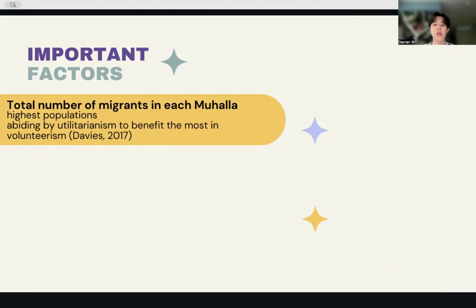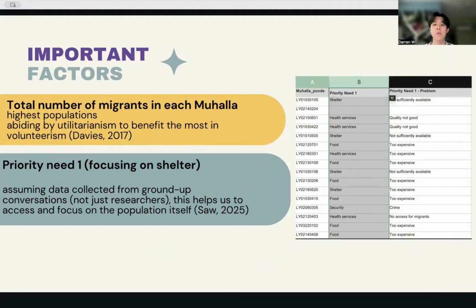First, we accounted for the total number of migrants in each muhalla, where the highest populations are focused on, as we are abiding by utilitarianism to benefit the most in volunteerism. We also focused on shelter in priority need 1, where we accounted for data collected from ground-up conversations. This allows us to access and focus on the population itself.